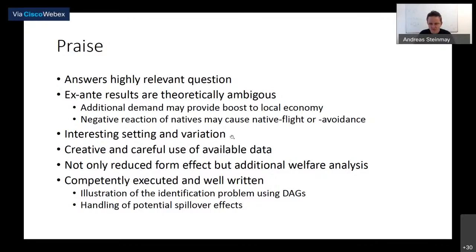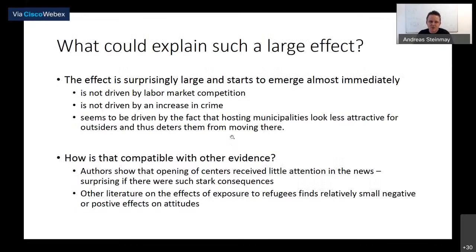So what is my takeaway after reading this paper? It was like, wow, these effects are large, right? How can we explain such large effects? And also they occur pretty fast. So they look at a time window of 2 years, and these effects emerge over the course of these 2 years.